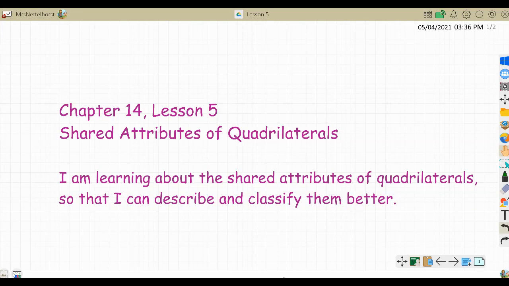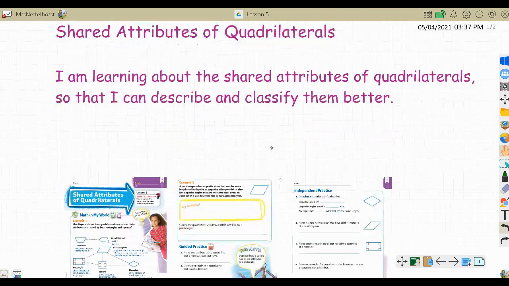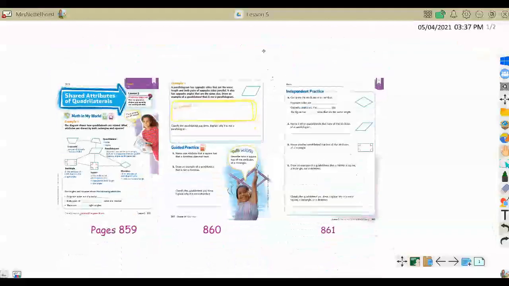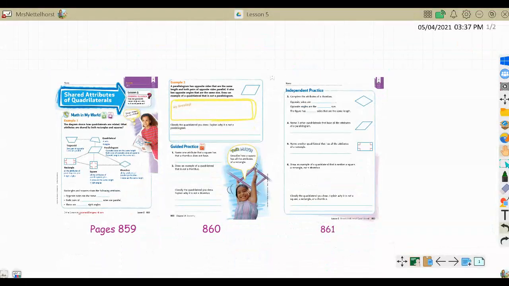Okay, boys and girls, today we're doing Chapter 14, Lesson 5, Shared Attributes of Quadrilaterals. So our learning intention is: I am learning about the shared attributes of quadrilaterals so that I can describe and classify them better. So let's take a look at the pages that we have to do. We are going to be doing pages 859, 860, and 861.